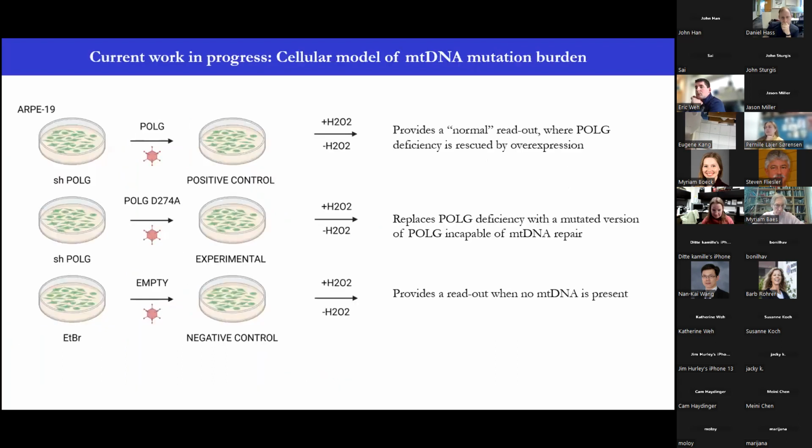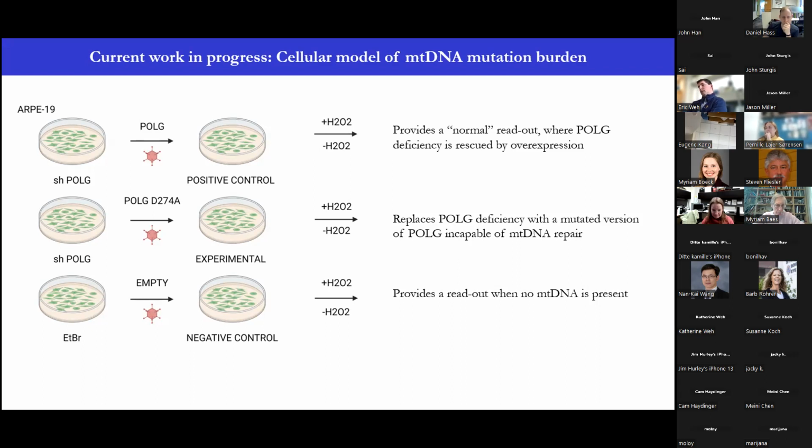And then the last thing I wanted to talk about was just some plans. Maybe I could get some suggestions here. We've already created this cellular model where we've knocked down polymerase gamma, but we've also bought lenti and AAV viruses that have full-length POLG and this mutated, human homologous POLG called D274A. That's the same exonuclease domain mutation as the mouse model.